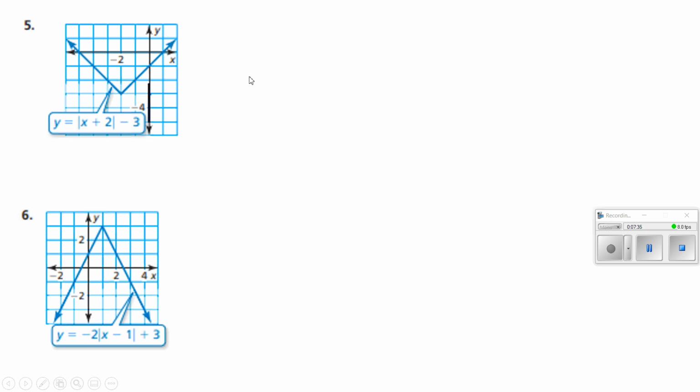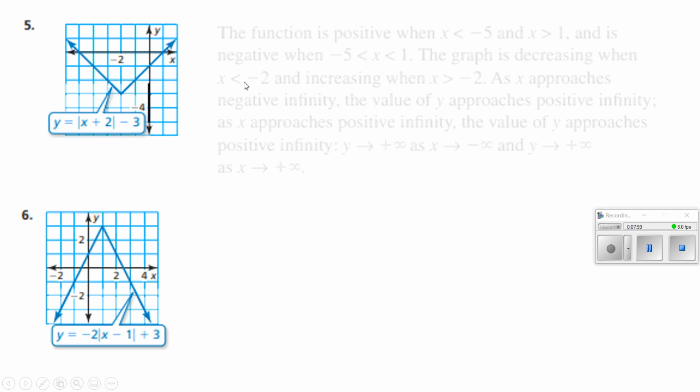And as far as the infinities go, as x goes to negative infinity, y will go to positive infinity. And as x goes to positive infinity, y will also go to positive infinity.